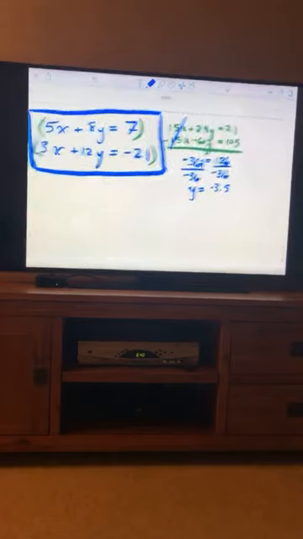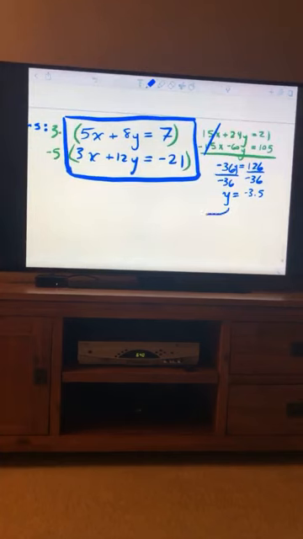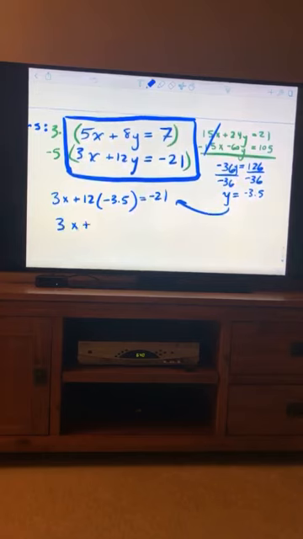Okay, now once we have one solution, we go back to the originals. We can choose either. I'm going to choose the bottom one. I'm going to plug in that answer that I just got carefully for y. I don't want to plug it in for x. And I'm going to use this to help me solve for x. Be careful here. Use your calculator if you have to. 12 times 3.5 should be 42, negative 42 equals negative 21. Move the 42 over by adding it. You'll get positive 21, or x equals 7.